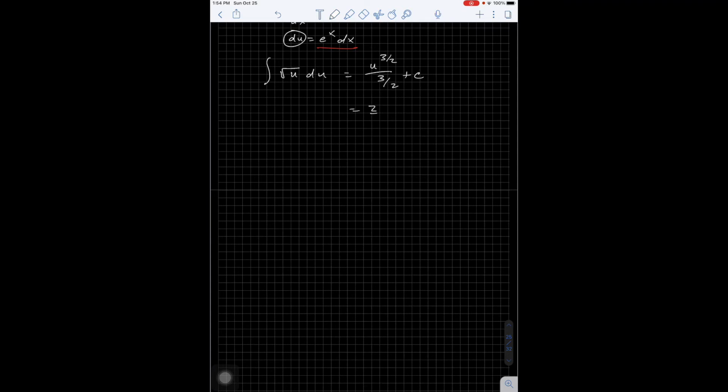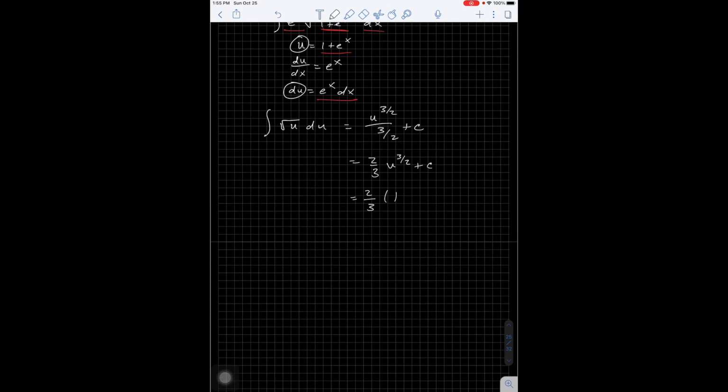Equals, there we go, and then flip up. Okay, and then we substitute back in for u because there's no limits of integration. And this is going to be (1 plus e to the x) to the 3 halves plus c. And that's your answer. All right, try one of these. Basically, this section is just another chance to practice substitution with a couple different formulas.